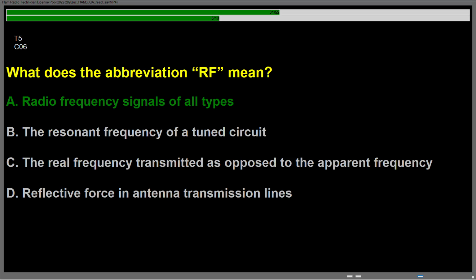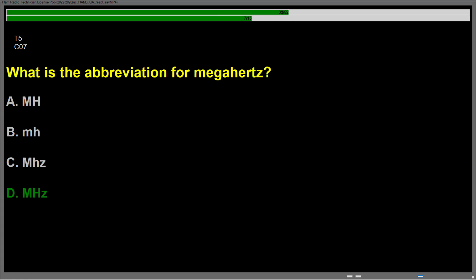Question Charlie 06, what does the abbreviation RF mean? Answer is A. Radio frequency signals of all types. Question Charlie 07, what is the abbreviation for megahertz? Answer is D. Megahertz.